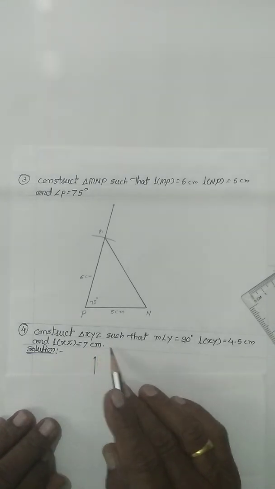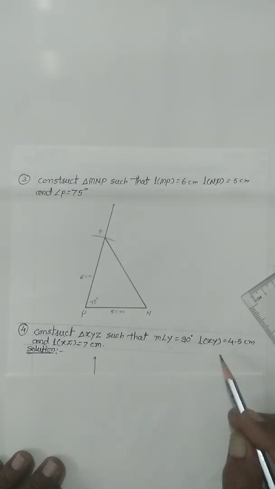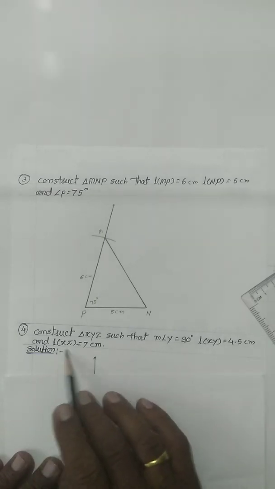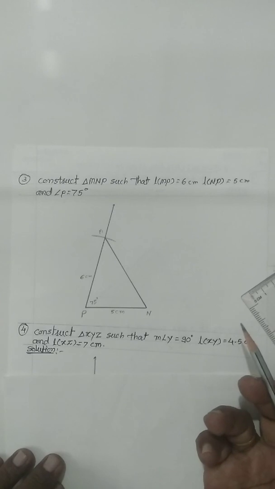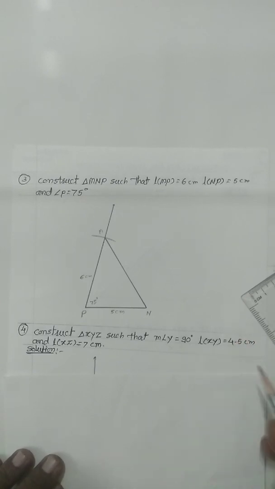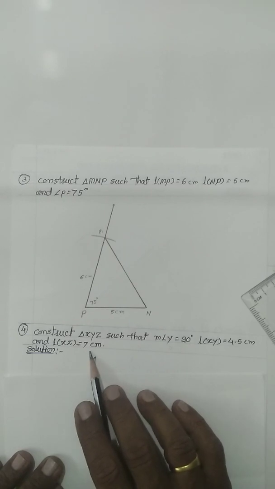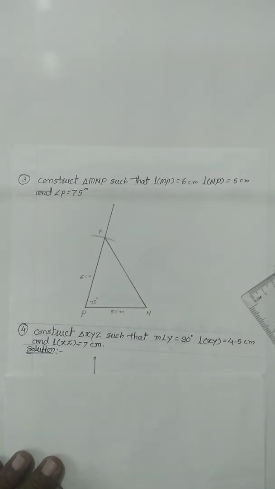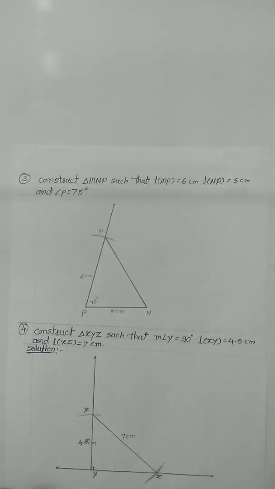Then again see the construction of the triangle. Construct triangle XYZ such that measure of angle Y equal to 90 degree, length XY equal to 4.5 centimeter and length XZ equal to 7 centimeter. Now in this triangle construction two sides are given. One of the sides is the hypotenuse of that right angle triangle, and at the point Y there is the 90 degree. So firstly draw one of the lines.